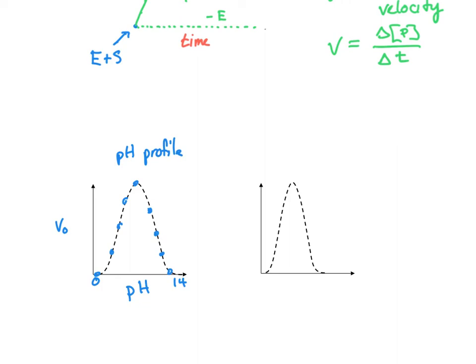We could do the same thing, that is, measure velocity as a function of other things like temperature. Maybe we could measure it at 0 degrees Celsius and 100 degrees Celsius. Well, again, we'd see very poor activity at the extremes and very strong activity at some point in the middle. Maybe this would be something like 37 degrees Celsius. That, by the way, is the temperature of the human body. We can learn a lot about enzymes from a temperature profile.